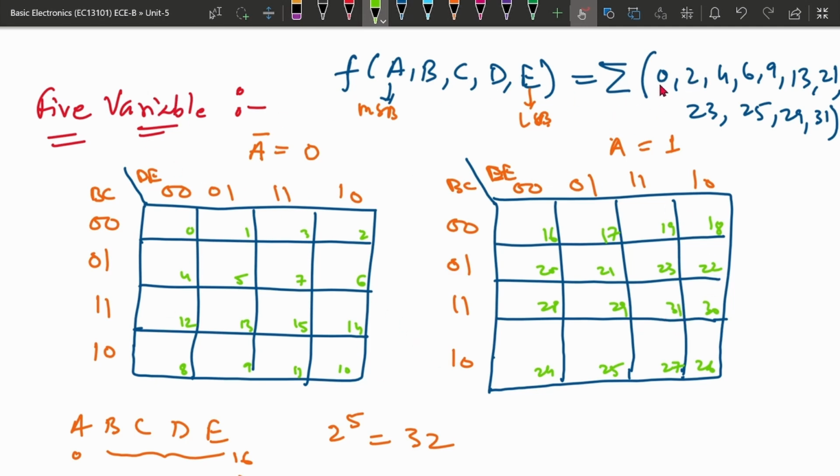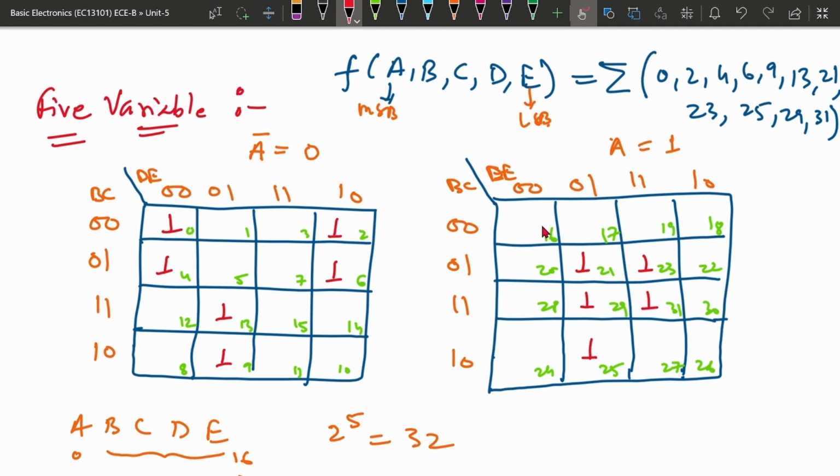So in between that, now we have the min terms. We will be placing the min terms. So now 0. For 0, we will be placing 1. For 2, 2 is here. 4, 4 is here. 6, 9, 13, 21, 23, 25. Yes, 25 is here. 29 is here. 31 is here. Okay, so we have placed all the min terms.